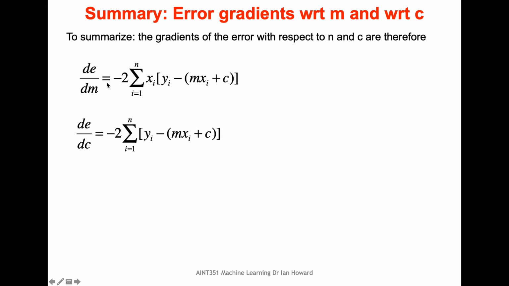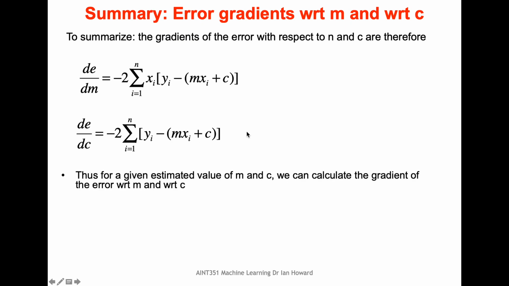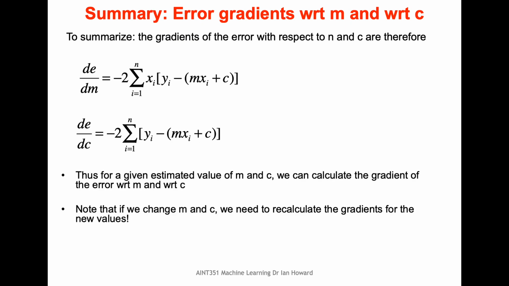Just to summarize what the gradients look like, we ended up with dE/dm being minus 2 sum across all the data points of xi times open brackets yi minus mxi plus c. And dE/dc is a little bit simpler, equals minus 2 sum between 1 and n, again summing across all the data points, of yi minus mxi plus c. So it's quite easy, given the data set, to estimate what the gradients are.